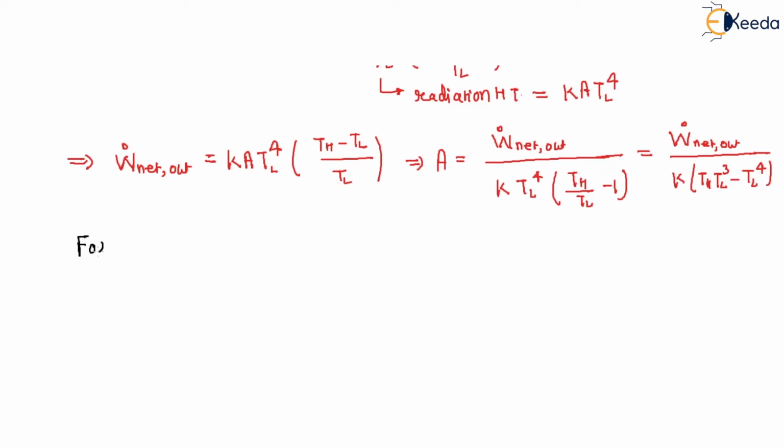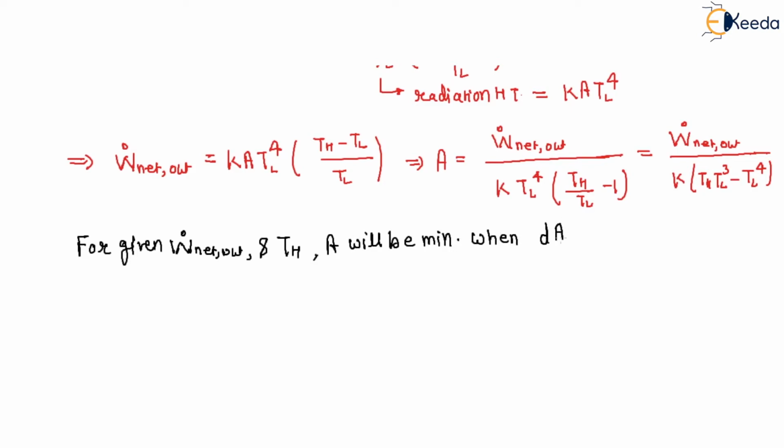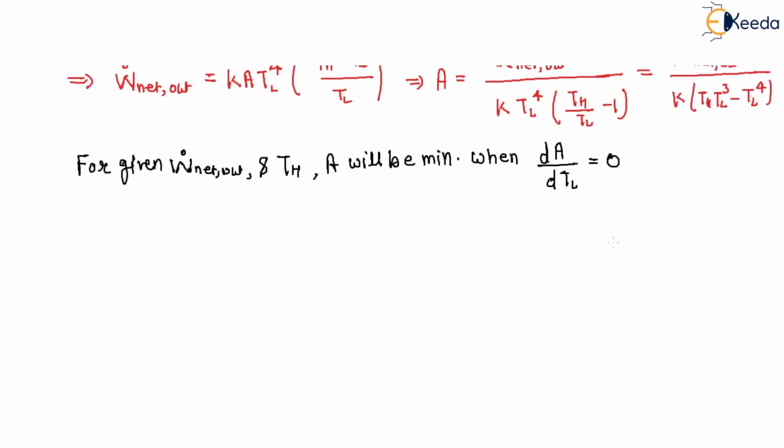So now, for given W, this is given, and TH, this is given. So A will be minimum when dA by dTL is equal to 0. This is the minimum value. TL is the variable.